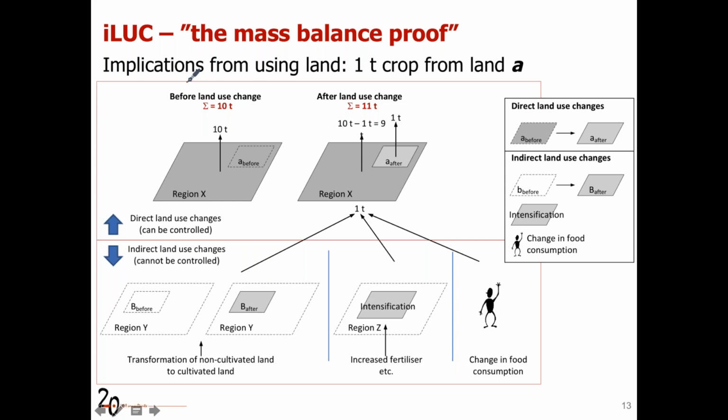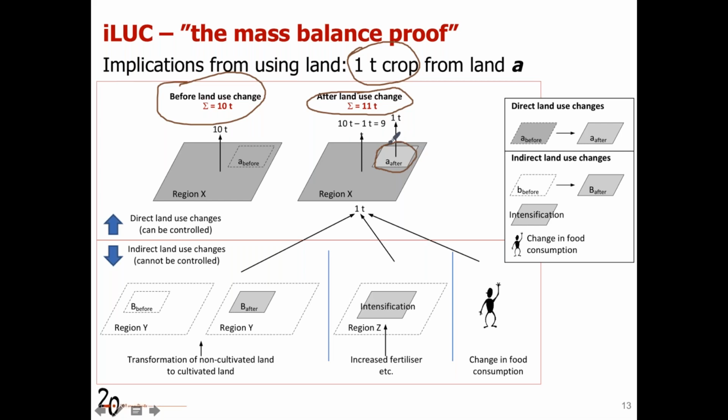So my starting point is that we have some land here before we ask for our functional unit. Our functional unit is 1 ton of crop. So we have a situation before, and then we have a situation after. The situation after needs to supply us 1 ton more than before. Otherwise we cannot have the ton. We see that we get this ton from this area A here.